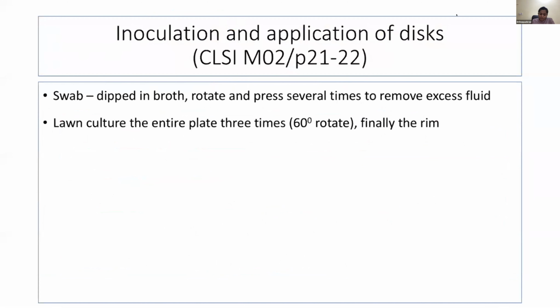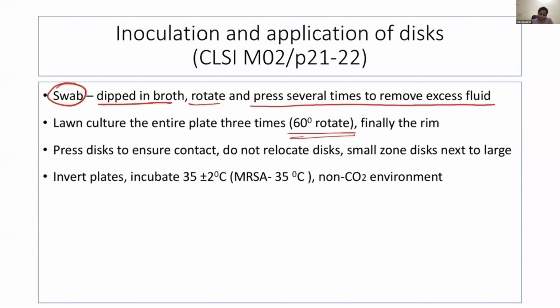So swabs, sir has already explained. It is dipped in broth, rotated and pressed several times to remove the excess fluid, and you have to turn the plate 60 degrees three times, and then do the lawn culture. Press the disc: whenever you place an antimicrobial disc with your sterile forceps, you press it to ensure contact of the disc with the surface of the agar.